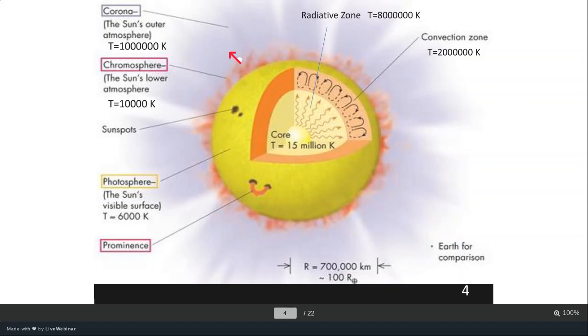These 3 layers, that is photosphere, chromosphere, and corona, are called as the solar atmosphere of the sun. From the corona, radio waves, X-rays, ultraviolet rays, and extreme ultraviolet rays are coming. This is the size of Earth, which is very, very small in comparison to the size of the sun.